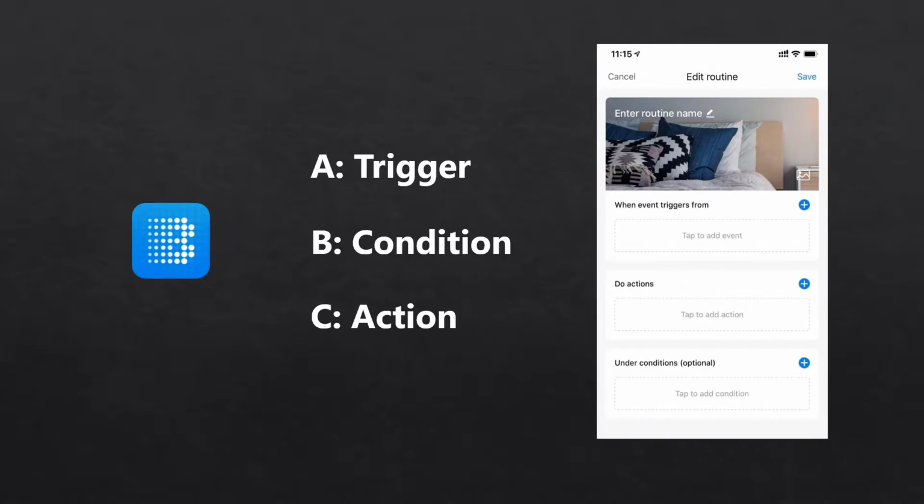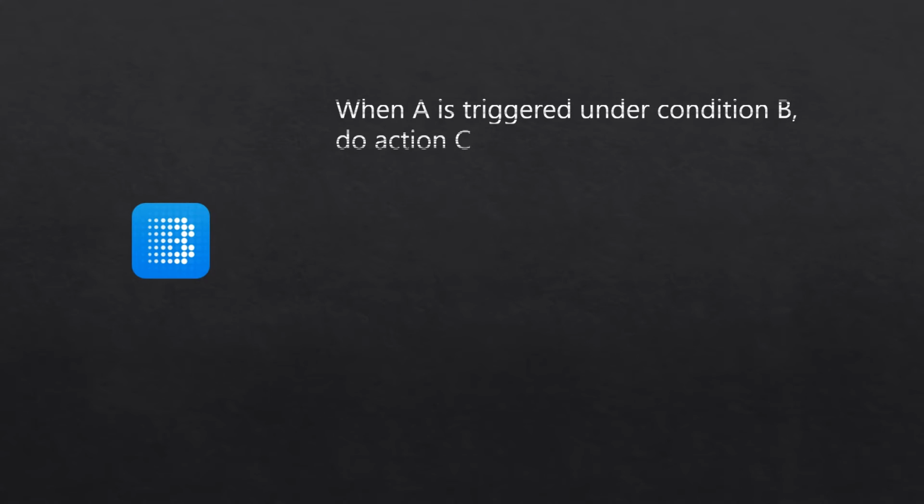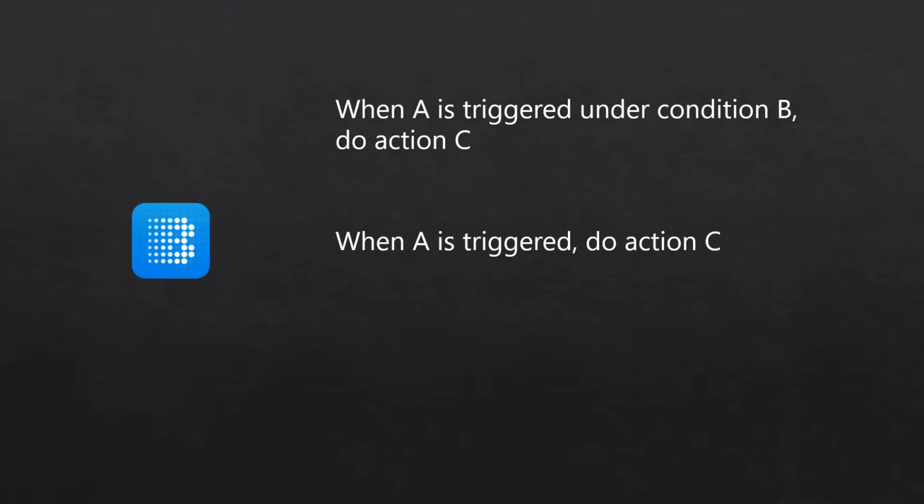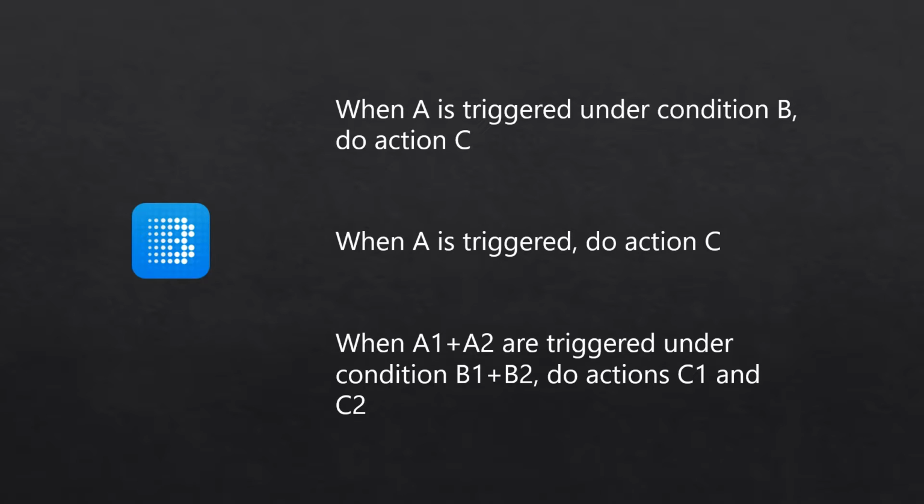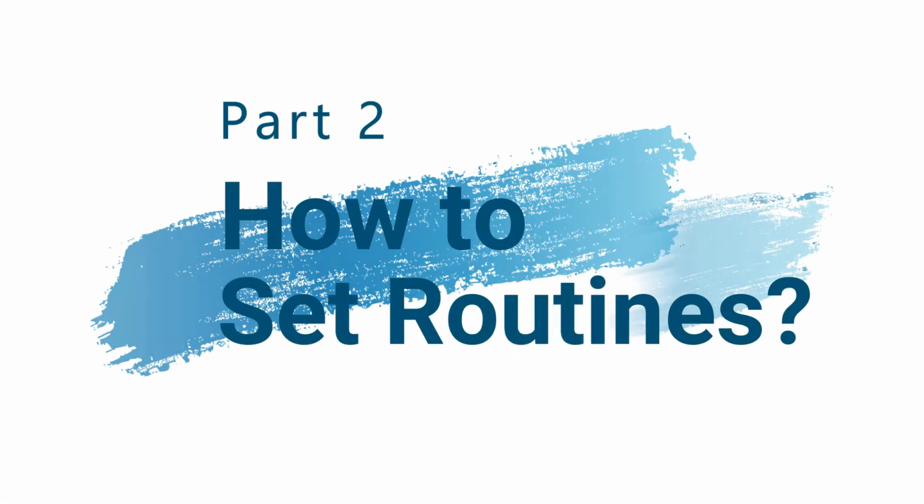In BroadLink app, a routine consists of 3 parts: triggers, actions, and conditions. So, you can set up a routine like when A is triggered under condition B, do action C. Here the trigger and action are mandatory, and condition is optional. You can also make it as when A is triggered, do action C. You can also add multiple triggers, actions or conditions, like when A1 plus A2 are triggered under condition B1 plus B2, do actions C1 and C2. It is very flexible and easy to use.